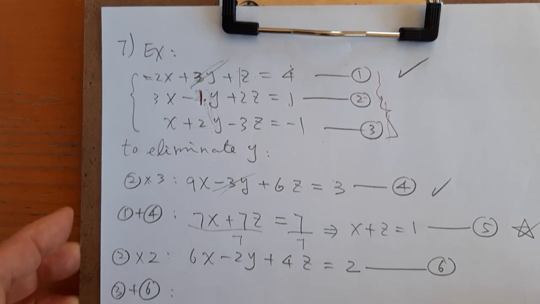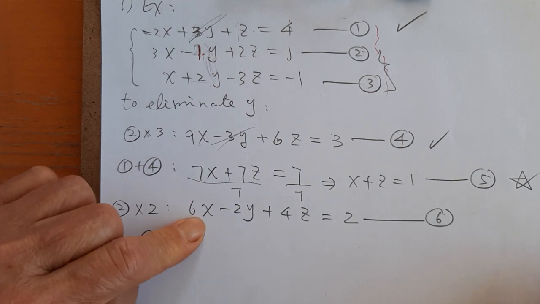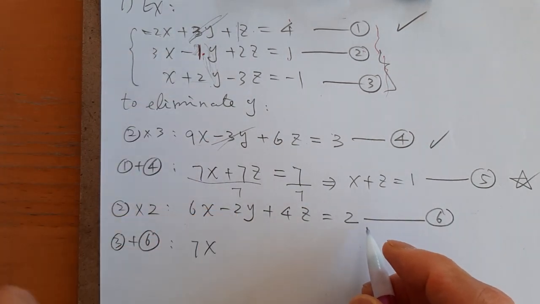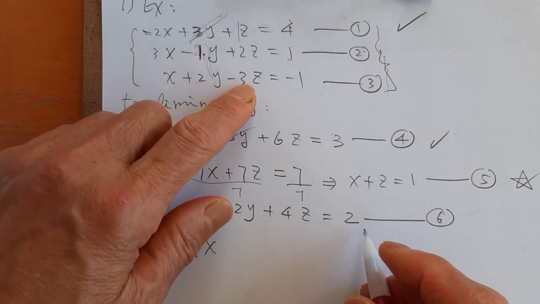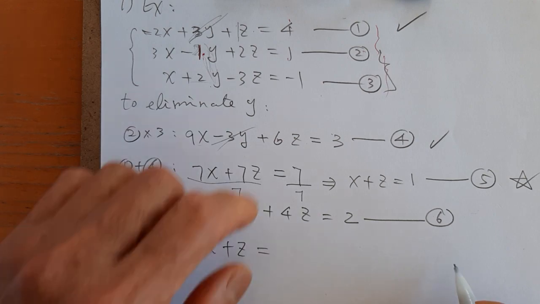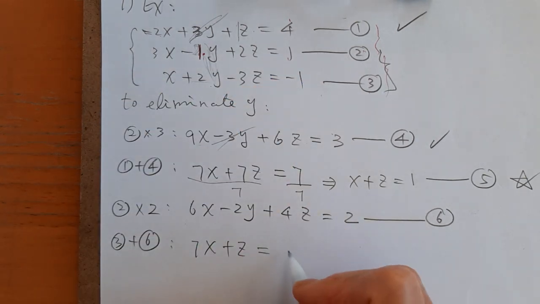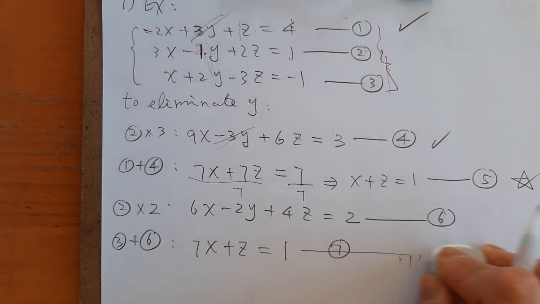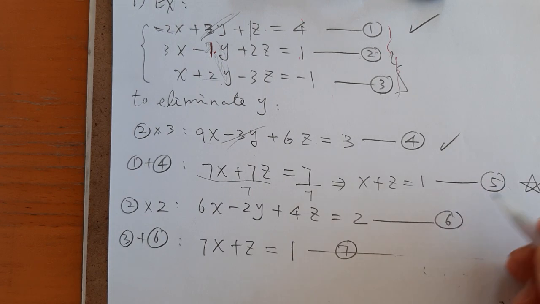Third equation add sixth equation. 1x add 6x, 7x. 2y add -2y, 0, cancel. -3z add 4z is a positive z equals. -1 add 2, it's 1. And you call this the 7th equation. And then the 5th and the 7th combined.